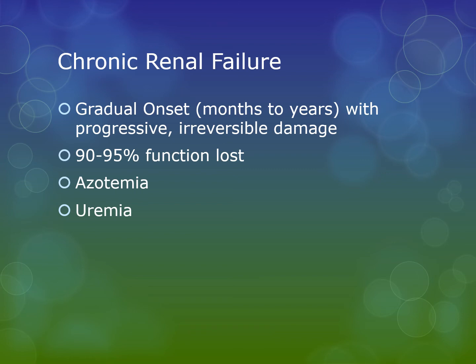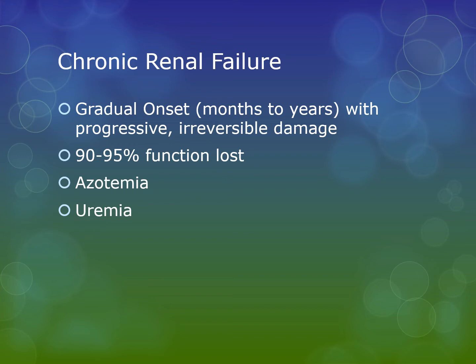So now we're switching gears to chronic renal failure. Unlike acute renal failure, chronic renal failure is a gradual onset. It's insidious. This takes months and months, even years, to even see any measurable signs or symptoms. But all that time, they're going to have progressive, irreversible damage of the kidney. So this is going to be something that's going to be going on for a long time.